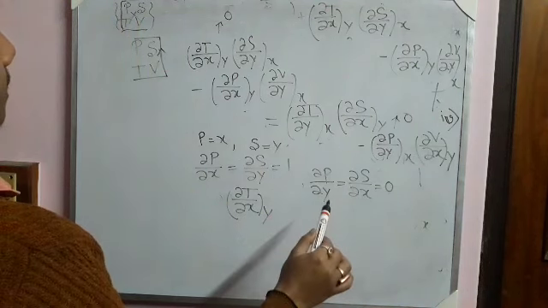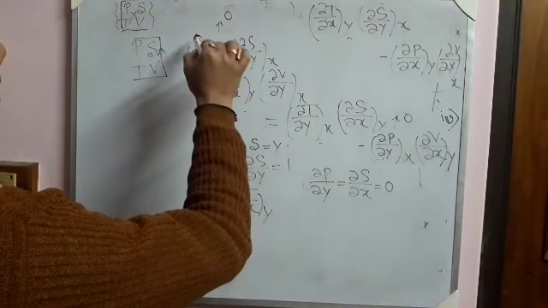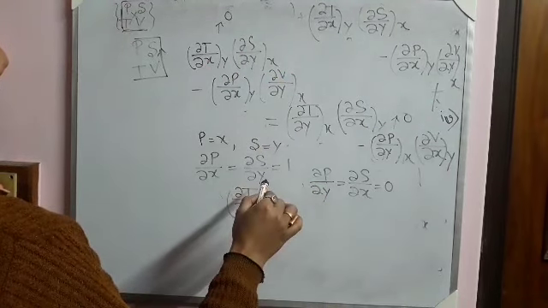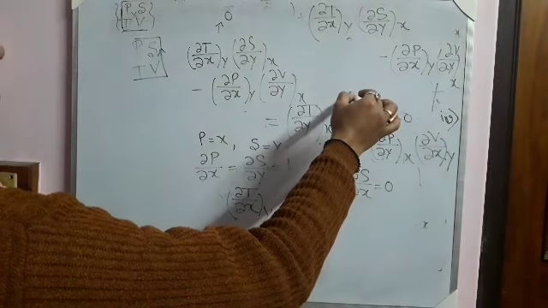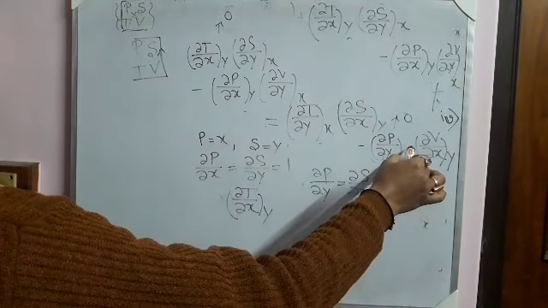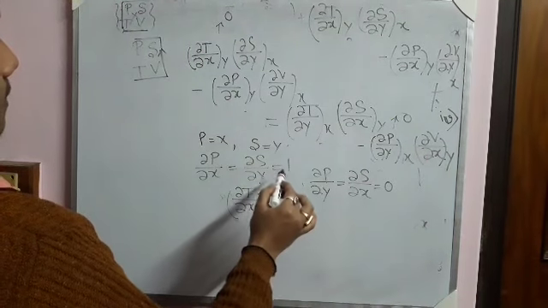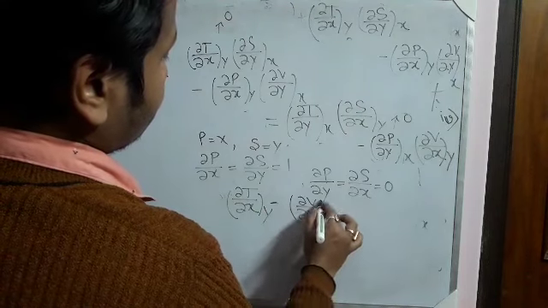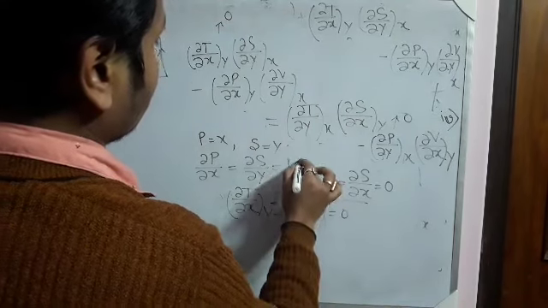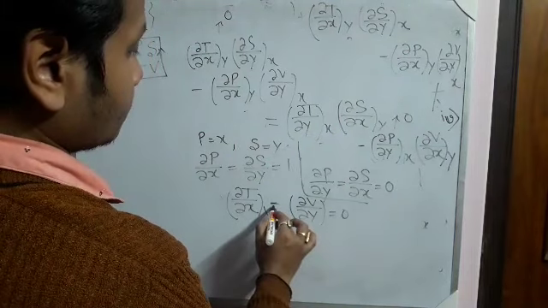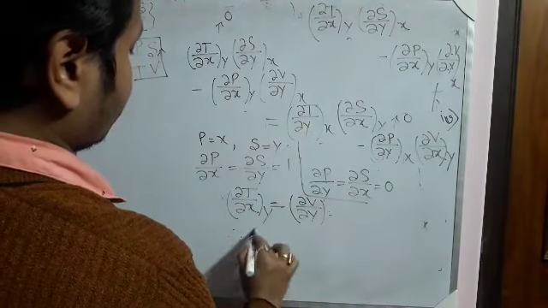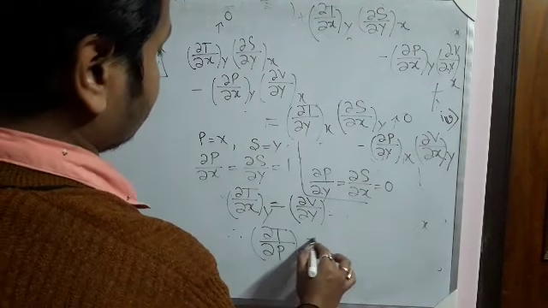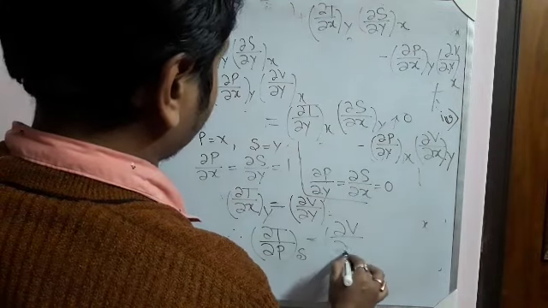So ∂T/∂Y for ∂S/∂Y, that means this term is 1, and ∂S/∂X, this term is 0, and ∂P/∂Y, this is also 0, minus ∂P/∂X, that means minus ∂V/∂Y, this is equal to 0. Okay. So if this minus this is 0, then this equals this. So what we get? (∂T/∂P)_S is equal to (∂V/∂S)_P.